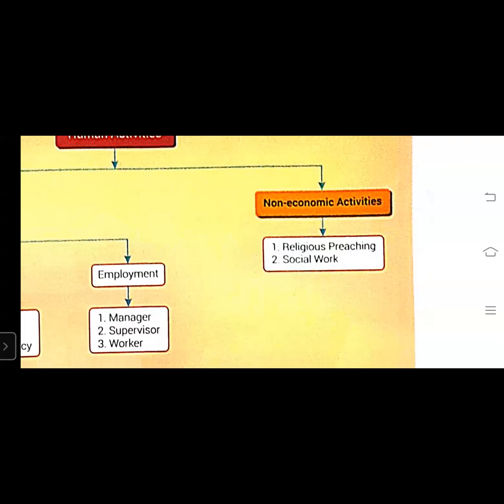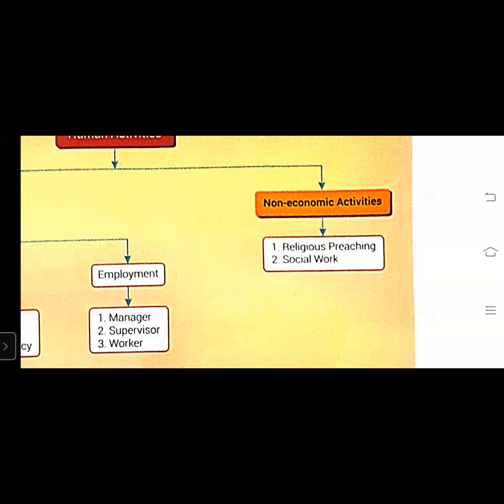So the basis is, if the activity is performed with the aim of earning money, then it is an economic activity. I conclude, if an activity is performed with the aim of earning money, then it is an economic activity. If the activity is performed without the aim of earning money, then it is a non-economic activity.